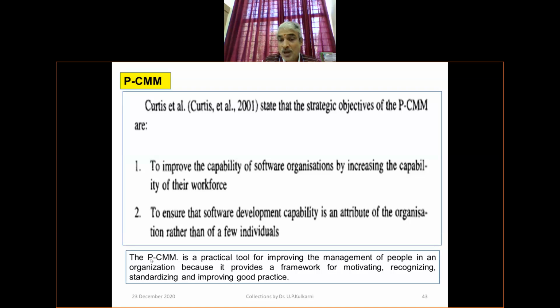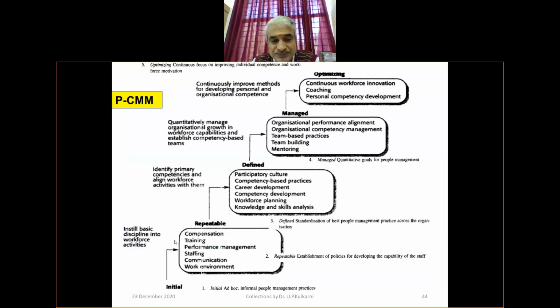Now, here is one note which I added. Look, PCMM is a practical tool for improving the management of people in an organization because it provides a framework for motivating, recognizing, standardizing, and improving good practices. What is the People Capability Maturity Model? It is a framework for motivating, recognizing, standardizing, and improving good practices. That's the end of that, right? So it may be a short note. You need to focus on that.